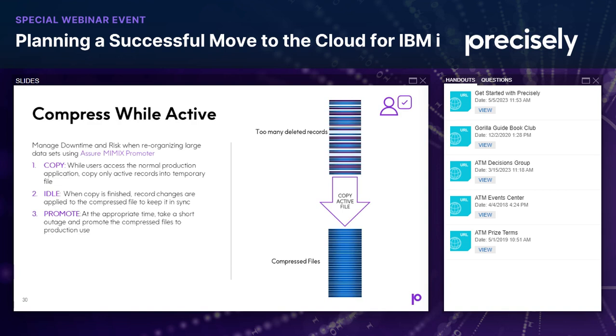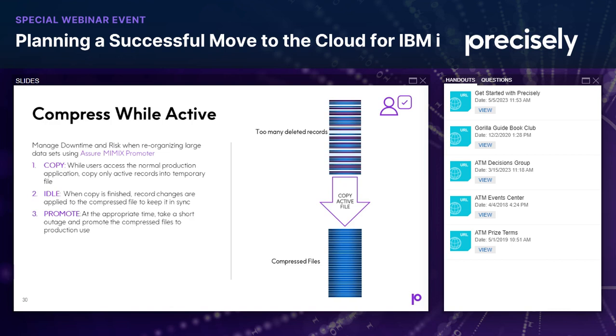Okay, so the third one I'd like to talk to you about is the compress while active. And this is the same idea as the first two, except now we're getting rid of deleted records. So we simply copy over the active records 0 to 100% and then go into idle mode. And then when you're ready, you take a little outage and you move the old one out and you move the new one in. And it's notable that IBM does have the RGZPFM command. It's perfectly fine. It works great. You can do it while active.